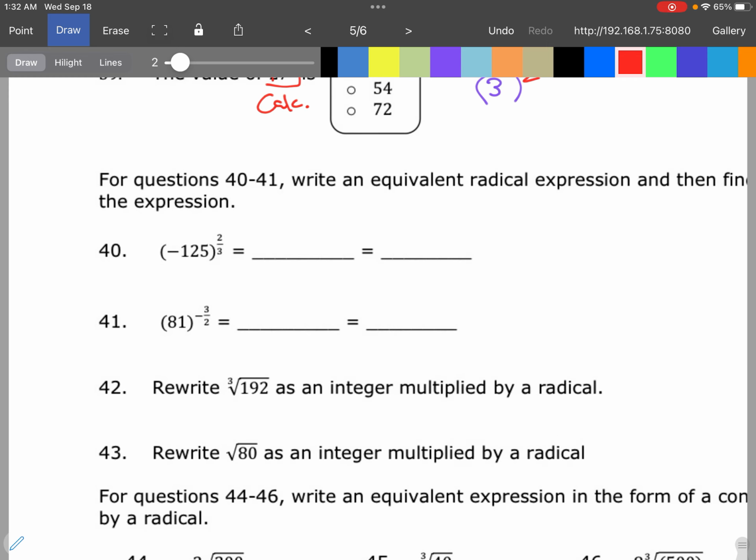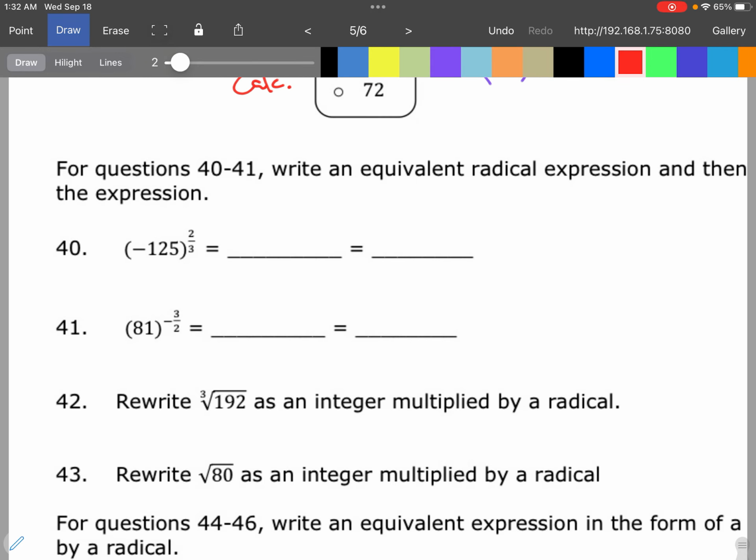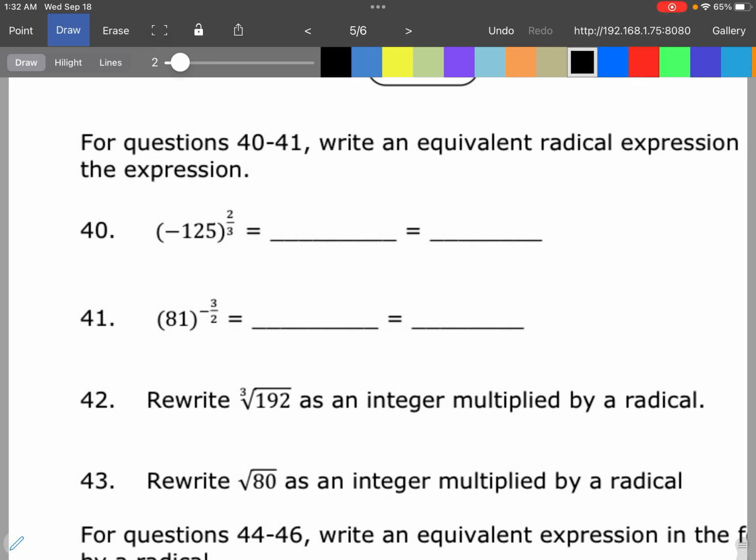For questions 40, 41, write the equivalent radical expression and then find the value of the expression. All right, cool. I got you. Using my radical symbol, negative 125 goes on the inside, 81 goes on the inside. And then we got the 3 out front. 2 never compromises his position. Right here, we got the 2 out front and the negative 3 out here.